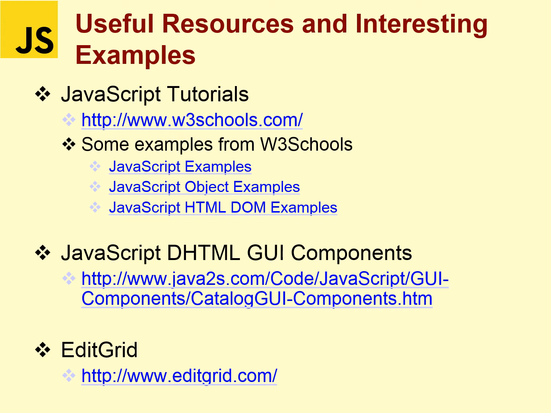Now we can see the useful resources and interesting examples. JavaScript tutorials: you can visit w3schools.com and see a lot of examples. JavaScript examples, JavaScript object examples, JavaScript HTML DOM examples are there. For JavaScript DHTML GUI components, that is dynamic HTML GUI components, you have to visit java2s.com. For editing grids, you have to visit editgrid.com.